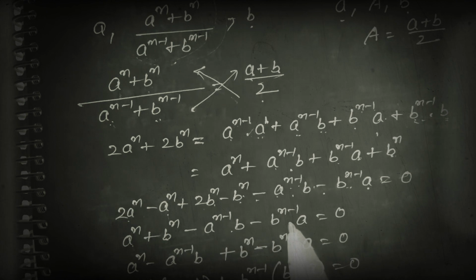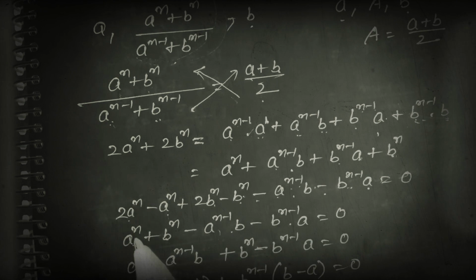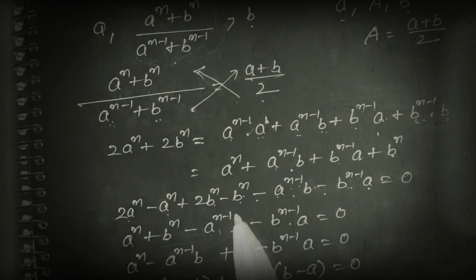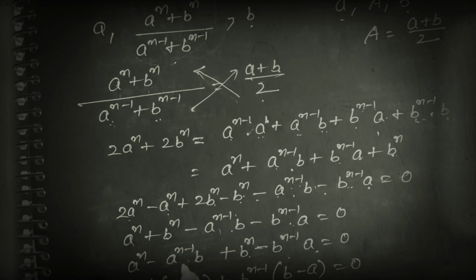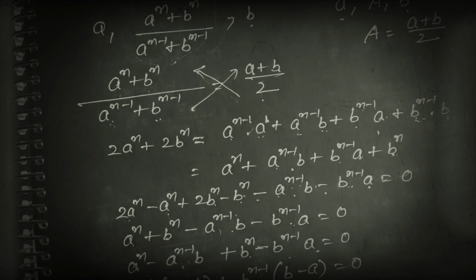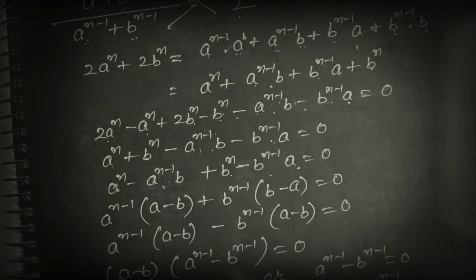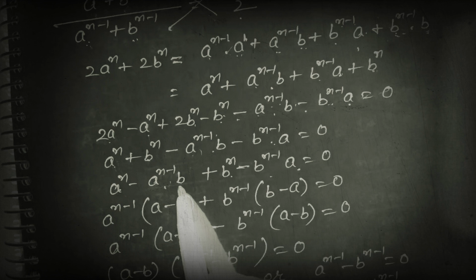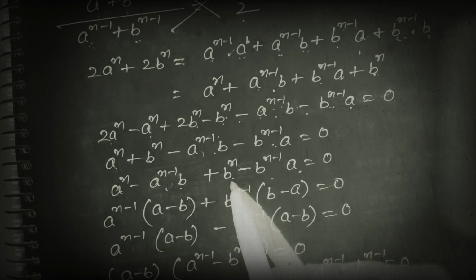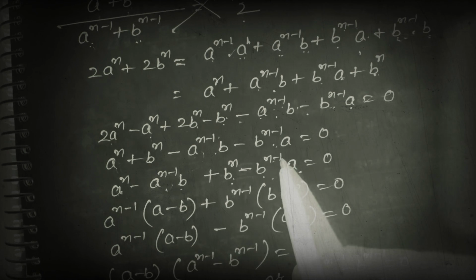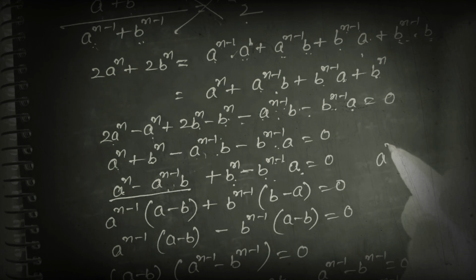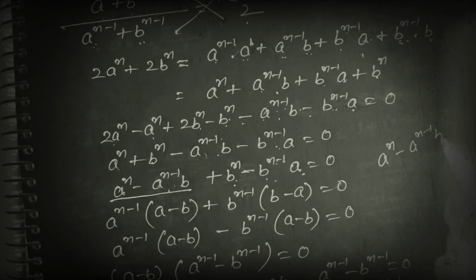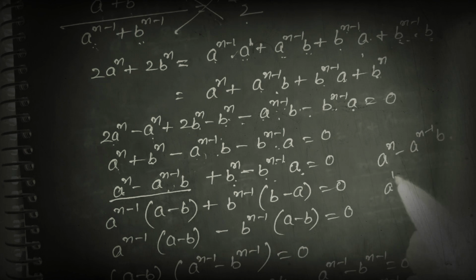Now take a^n and a^(n-1) b together, and b^n and b^(n-1) a together. So look at these two. This is a^n and this is a^(n-1) b. It is b^n minus b^(n-1) into a. Look at these two terms, a^n minus a^(n-1) b. Suppose n is 10.